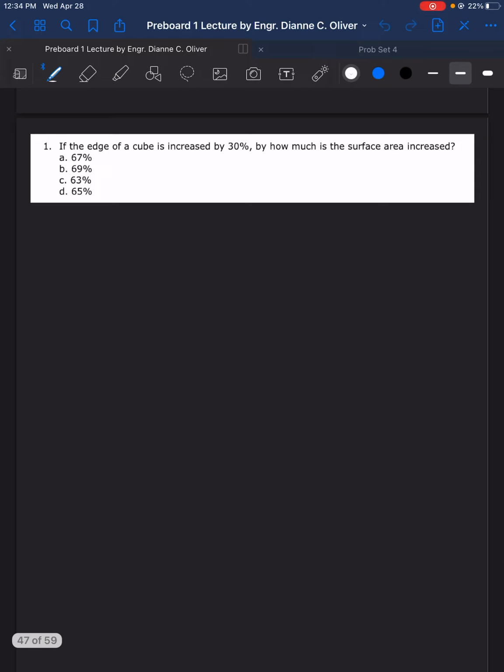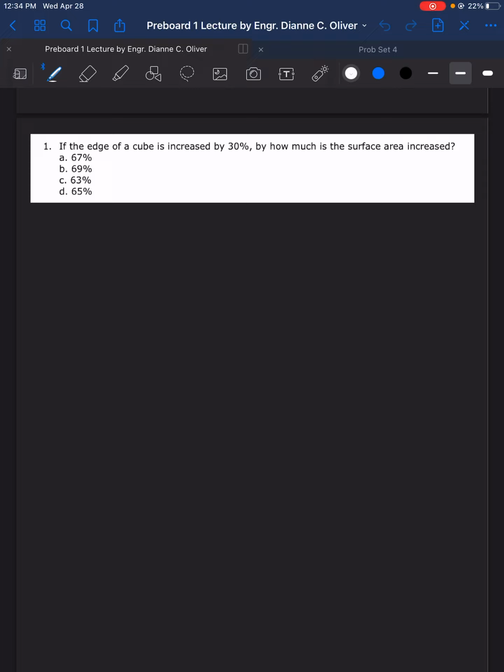If the edge of a cube is increased by 30%, by how much is the surface area increased? A. 67%, B. 69%, C. 63%, or D. 65%.